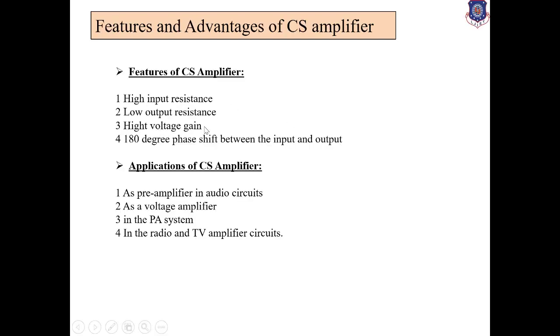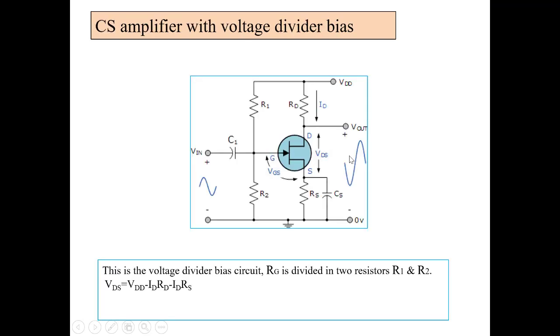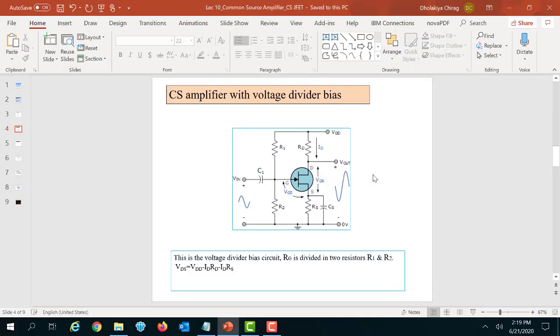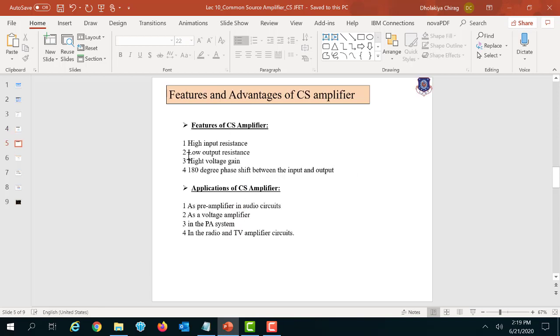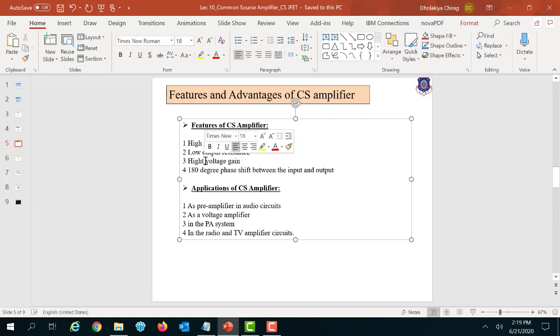High voltage gain, 180-degree phase shift between input and output. Obviously, you see this input signal is small and the output signal is inverted, magnified output, right? So you can assume that you are getting the output voltage which is amplified and magnified, but with a 180-degree phase shift. High voltage gain, 180-degree phase shift.